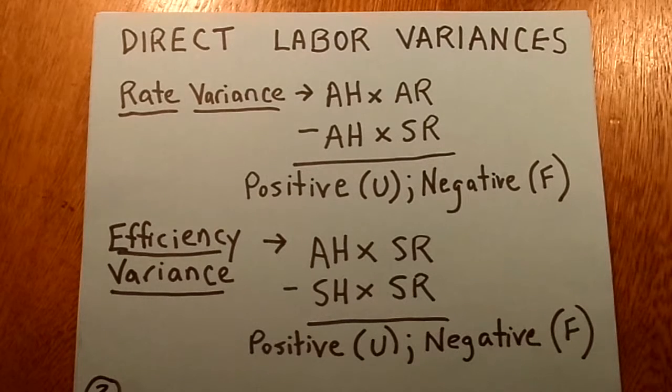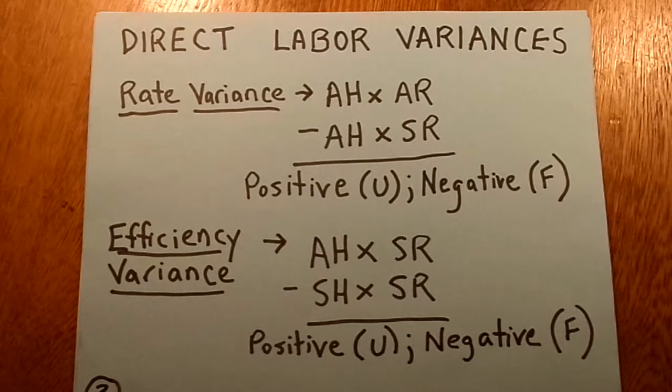We also often look at direct labor variances. Here we have two common variances, the rate variance and the efficiency variance. In the rate variance, we're going to compare the actual hours times the actual rate against the actual hours times the standard rate. So if this is positive, it's going to be unfavorable. It's going to show us that the actual rate, wage rate, was higher than what we budgeted. On the other hand, a negative would say the budgeted wage rate was higher than what we actually paid, and that was good.